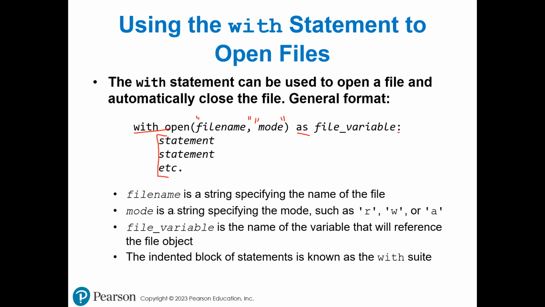Now, again, a couple of reminders. File name will specify the name of the file. There are only 3 modes that you can use: r, w, or a. And file variable is going to be the variable that will reference this exact file that you have opened.